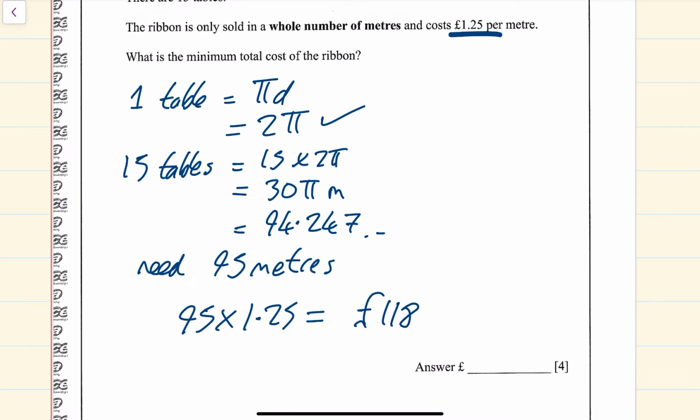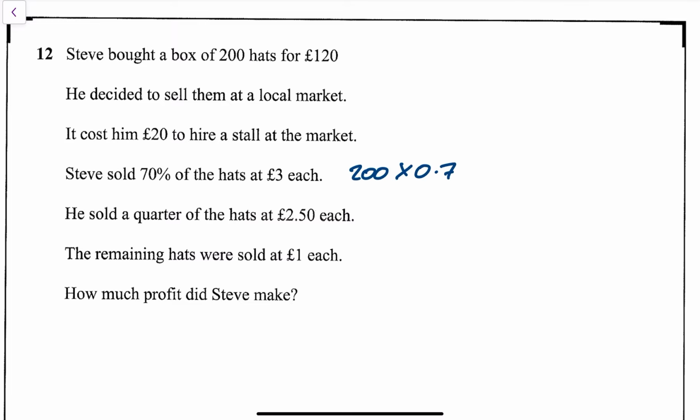Steve bought a box of 200 hats for £120. He decides to sell them at a local market. It costs him £20 to hire a stall. Steve sold 70% of his hats at £3. He sold a quarter of his hats at £2.20. The remaining hats were sold at £1. How much profit did he make? So he bought 200 hats. Let's just do 200 times 0.7 first, which is going to be 140.